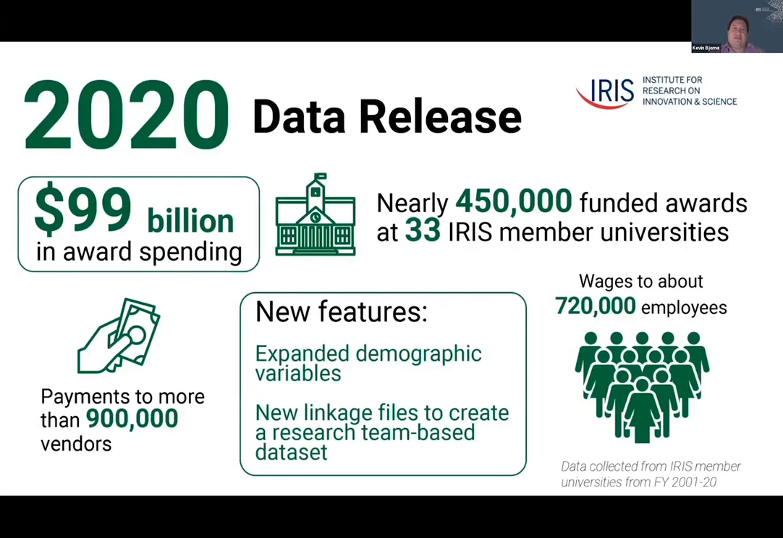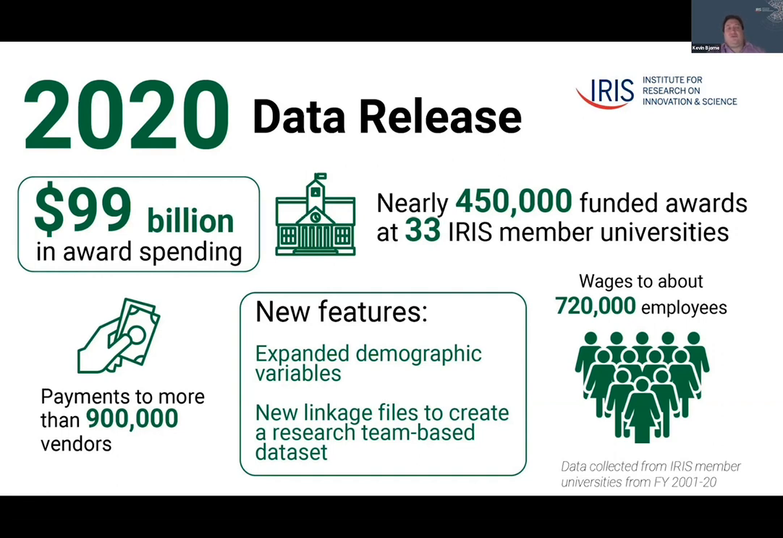Go ahead, next slide. So just a quick overview of some of the basic statistics of the data that we have. So in our most recent data release, we have data that represents roughly 99 billion, let's say 100 billion in award spending, almost 500,000 funded awards at 33 IRIS member universities. And since then, we've added a lot more universities. So the next data release will have more than that.